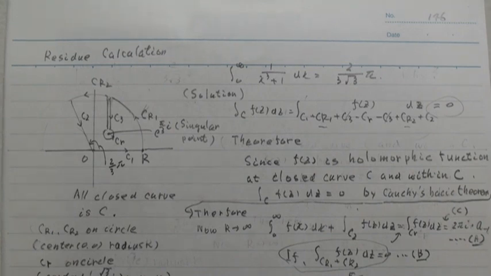And the integral over C of f(z) dz is equal to 0, because f(z) is a holomorphic function on the closed curve C and within C. Then the integral of f(z) dz over C equals 0. This is by Cauchy's basic theorem.